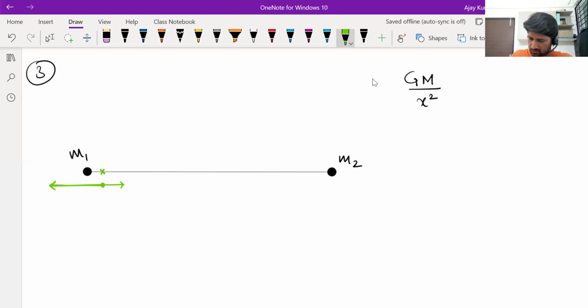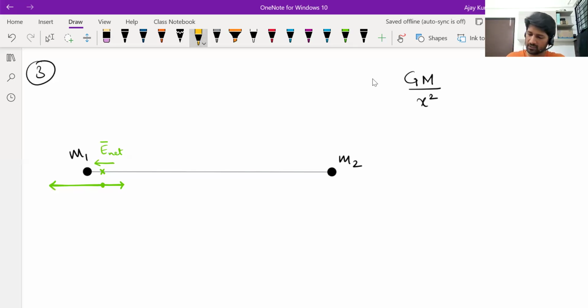Okay, so there's one field to the left, another field to the right, and you know which field dominates. M1's field will dominate. Therefore, the net field here is to the left. Net gravitational field is to the left. Okay.